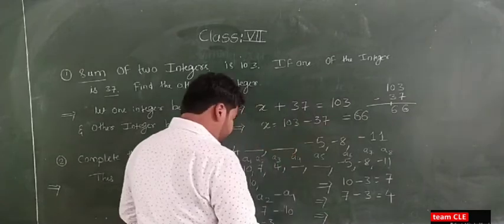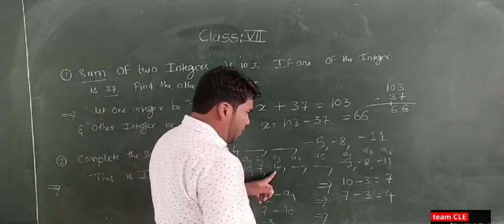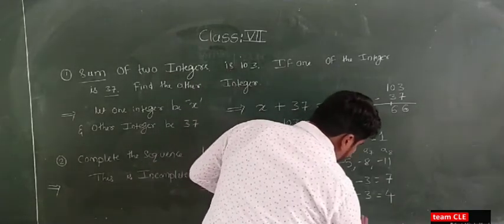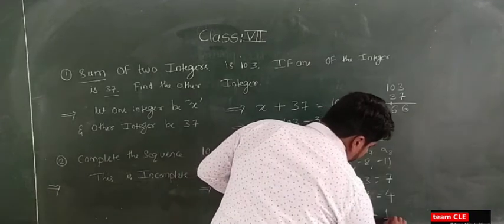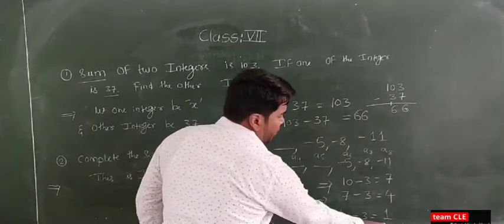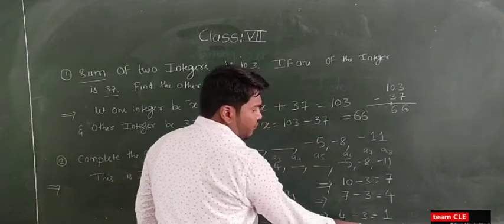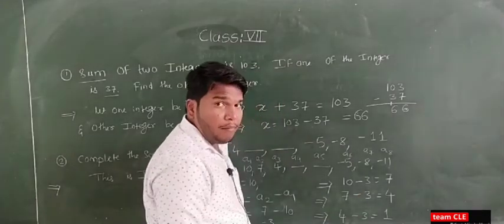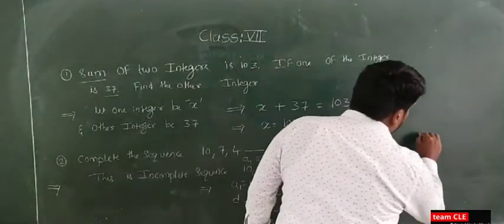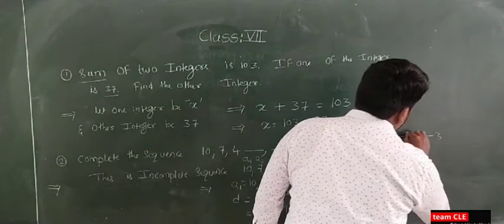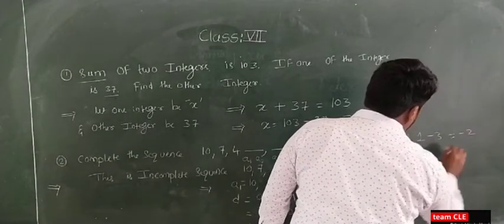Next we have the number 4. 4 minus 3 is equal to 1. Which number are you ending the answer with? Again we have to subtract the same difference, that is -3. So 1 minus 3 is equal to -2.